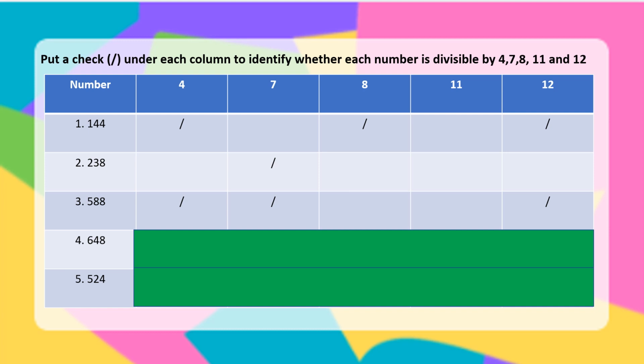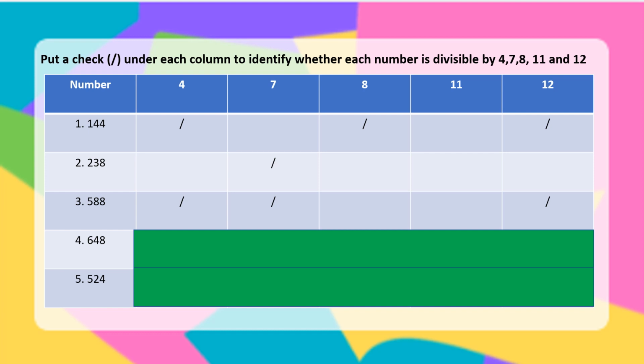How about 11? By adding the odd places to the even places, then subtract the result. Let's see. 5 plus 8 will give you 13. 13 minus 8 is 5. Oh, can we divide 5 by 11? Of course not. So, it is not divisible by 11.